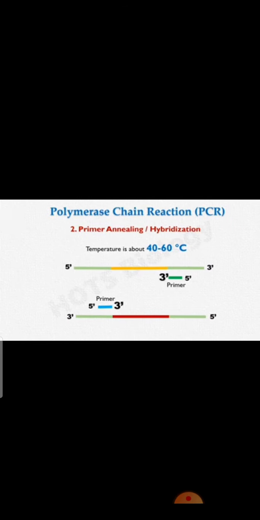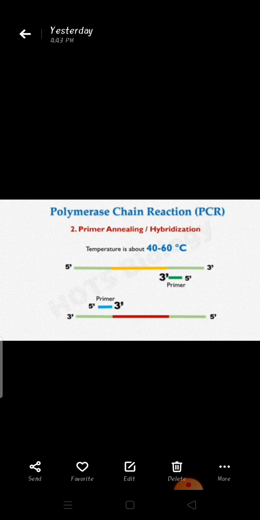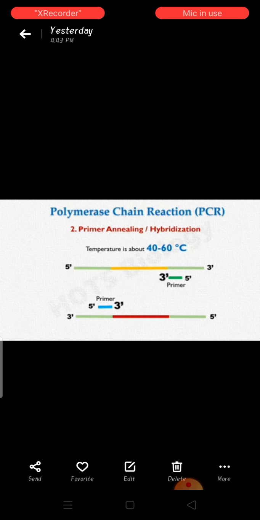Next one is annealing. It is also called hybridization. Annealing is the second step in PCR. In the second step, the reaction mixture is cooled slowly to 55 degrees Celsius for 1.5 minutes. During this time, one primer binds to the 3' end of one DNA strand and the other primer binds to the 3' end of the complementary strand. This process is called primer annealing.